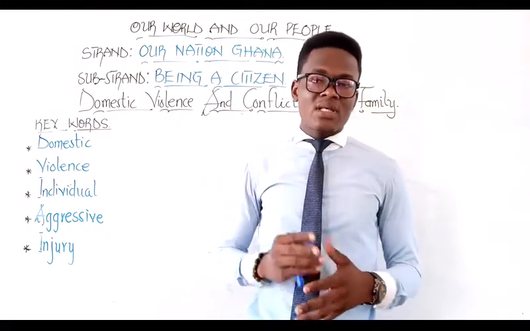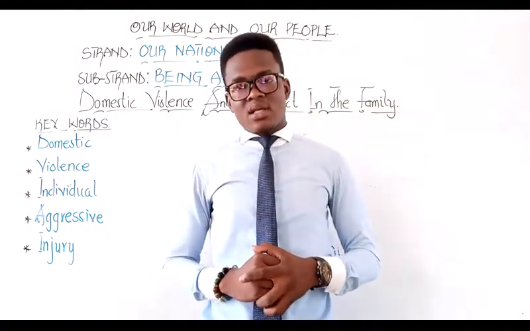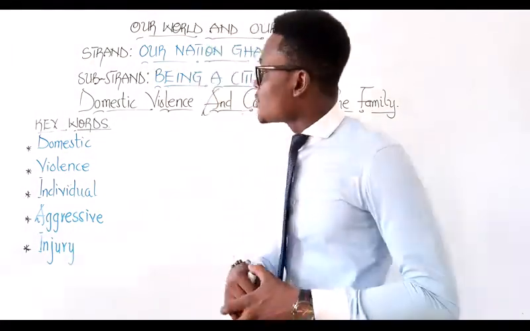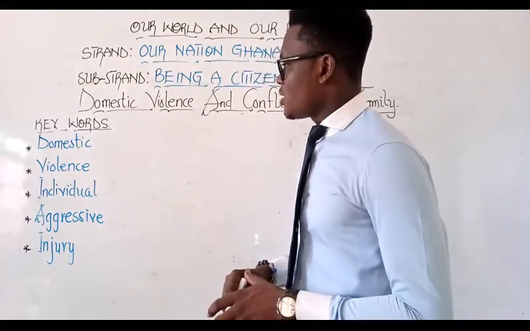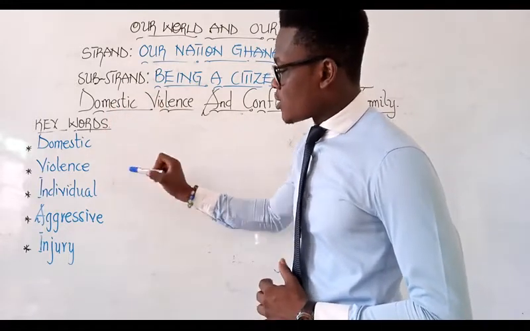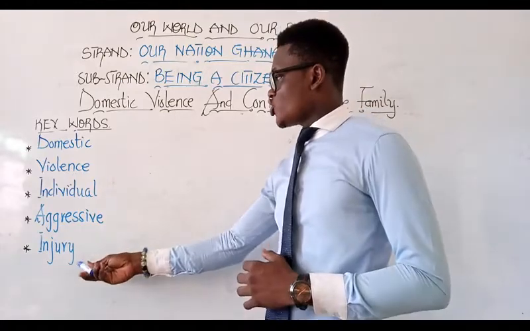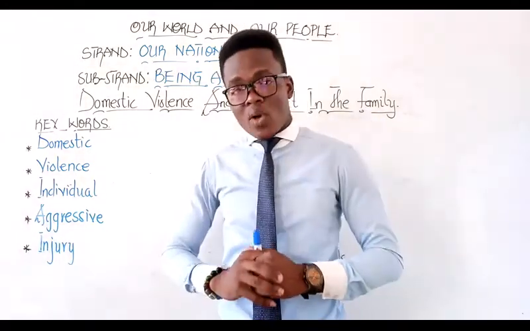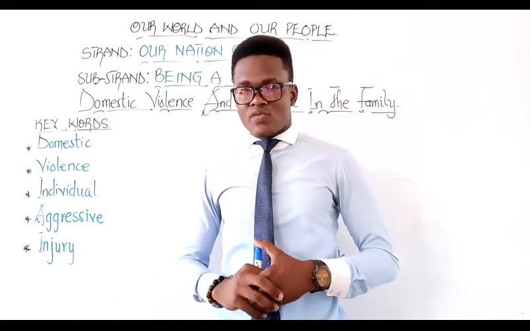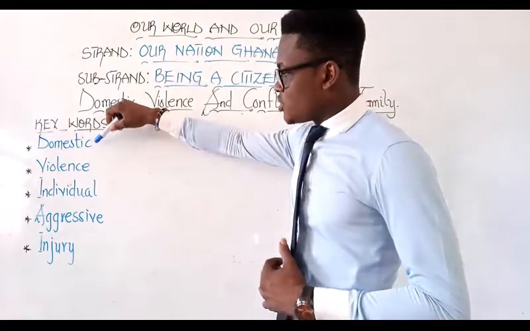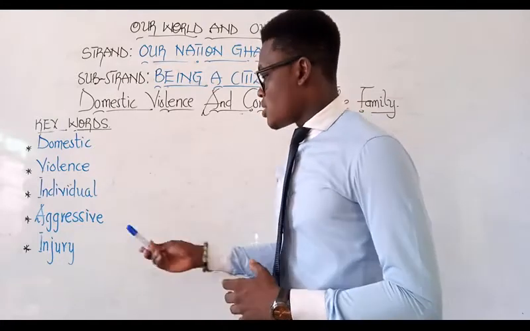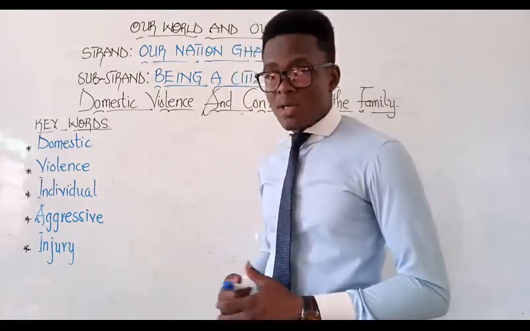But before we move deeply into today's lesson, let's go through the keywords that we have for today. Our keywords for today are domestic, violence, individual, aggressive, injury. Let's quickly go through the words one more time, and this time I would like you to say the words after me, as we normally do. Domestic, violence, individual, aggressive, injury. Thank you very much.